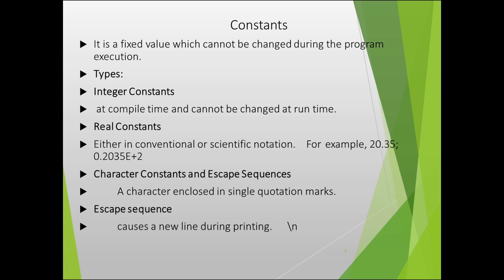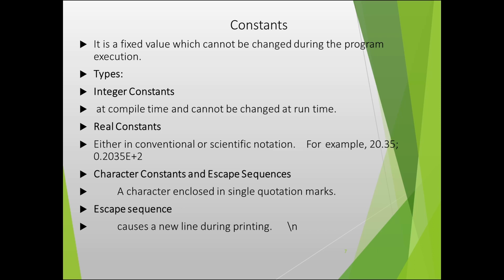Some of the constants we have given: integer constant, real constant, character constant, and escape sequences. So integer constants are values which are used at compile time and cannot be changed at runtime. And similarly, we have real constants.